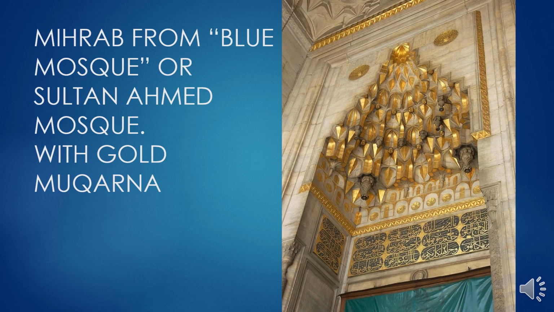When you see those gold pointed figures attaching from the center point of the niche and kind of cascading down to the outer walls, those are called muqarnas. And we will be discussing more about how the different forms of muqarnas come in on subsequent slides. But just a notable detail from the mihrab of the Blue Mosque, or the Ahmed Mosque.